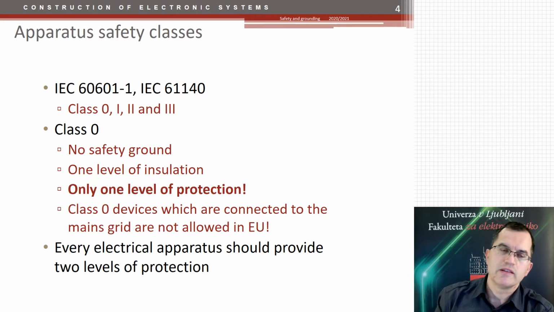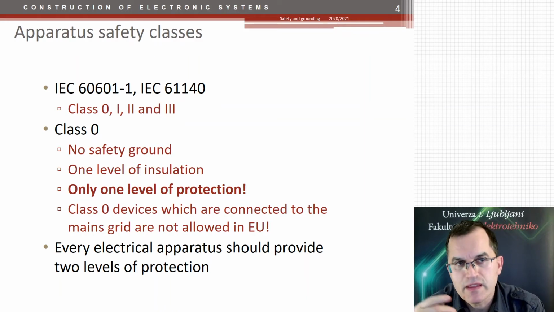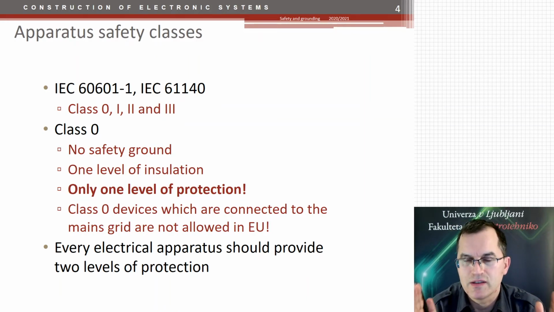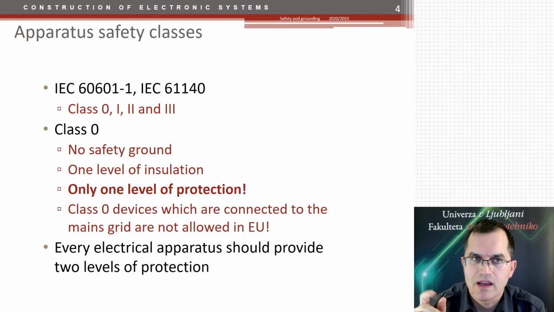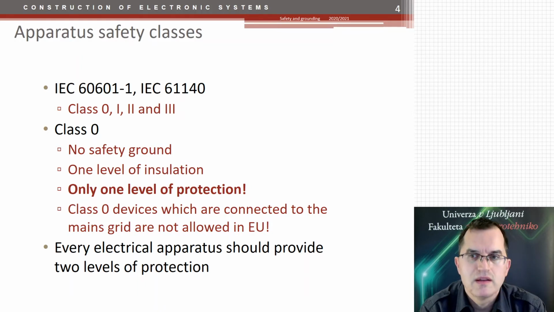What does one level of insulation mean? That means that between the case of that device and the hot parts, that means parts which are connected to high voltage, there is only one insulation level, either air or some plastics or some other dielectric. If this insulation fails, then you can get electric shock.